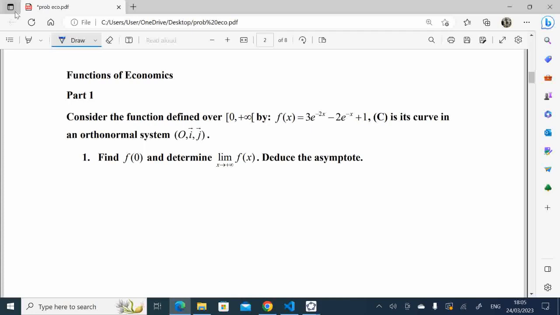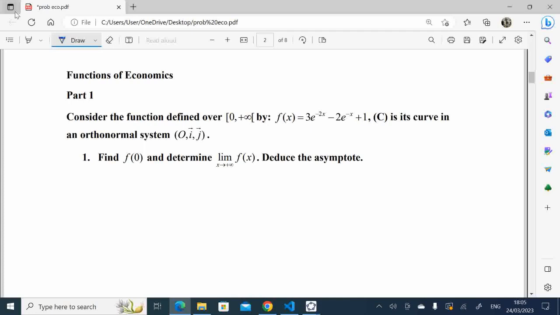So first, in part 1, consider the function defined over 0 to plus infinity by f of x equals 3e^(-2x) minus 2e^(-x) plus 1. C is its curve in an orthonormal system. Part 1: find f of 0 and determine the limit as x approaches plus infinity of f of x, and we have to deduce the asymptote.